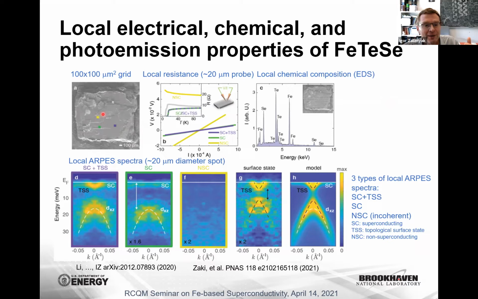So it turned out that these types of bad spots typically have higher room temperature resistivity. Also, upon cooling, they show non-superconducting behavior. And while the other two types of spots, the ones that have coherent features in the ARPES spectrum, have lower resistivity, they show the superconducting transition on cooling.